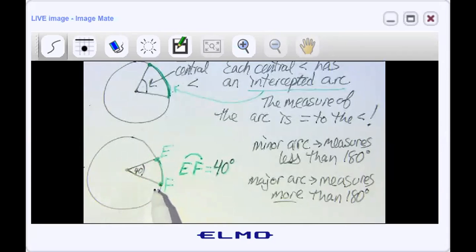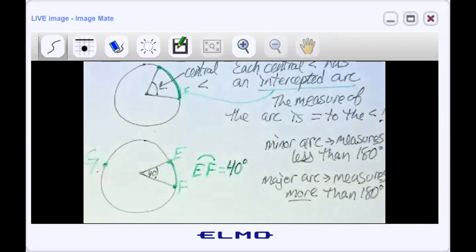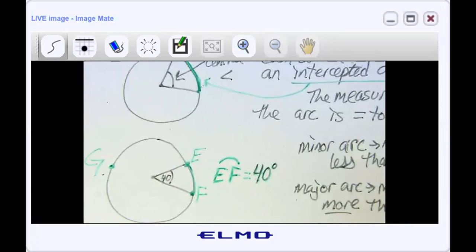Well, to name a major arc, you actually have to use 3 letters. So there would have to be another letter somewhere on here. Let's just put a point G here. So if I wanted to talk about this whole thing that went all this way, I would call it arc EGF, or you can go the other way around and say FGE, but you're just going to name the letters in order as you pass them, going one way or the other. Major arcs are going to be named with 3 letters, not just 2.